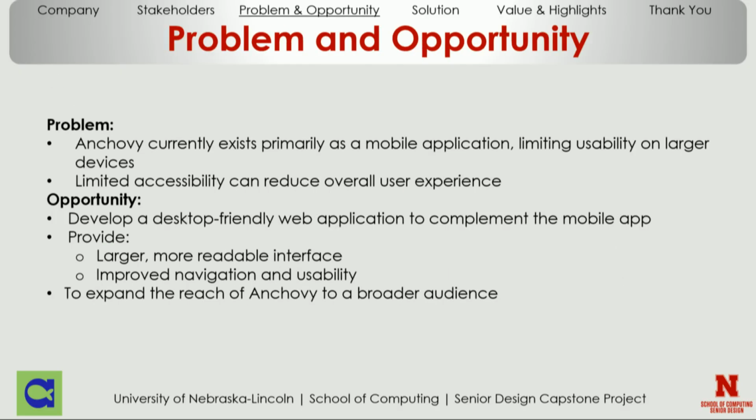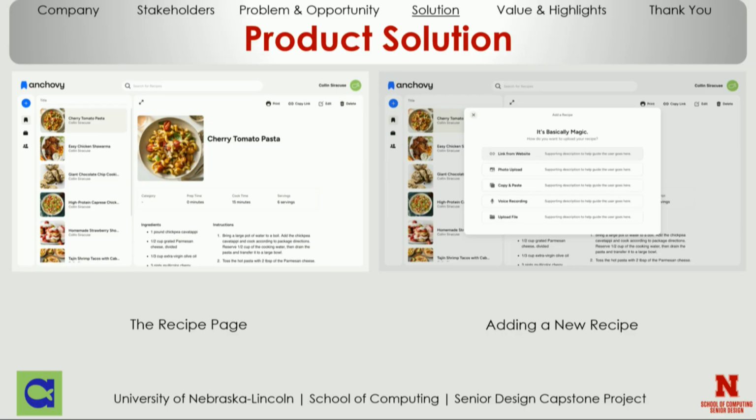As for the problem and opportunity, the problem Anchovy provided us was that Anchovy currently exists primarily as a mobile application, limiting usability on larger devices, and limited accessibility can reduce overall user experience. As for the opportunity, it was to develop a desktop-friendly web application to complement the mobile app. We provide a larger screen, more readable interface, improved navigation and usability, and also expand the reach of Anchovy to a broader audience. And I'll pass it off to Colin for the product solution.